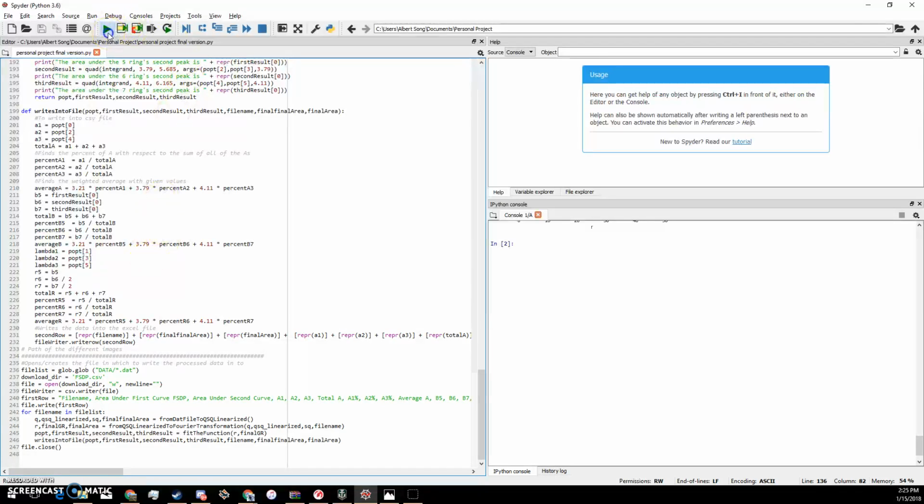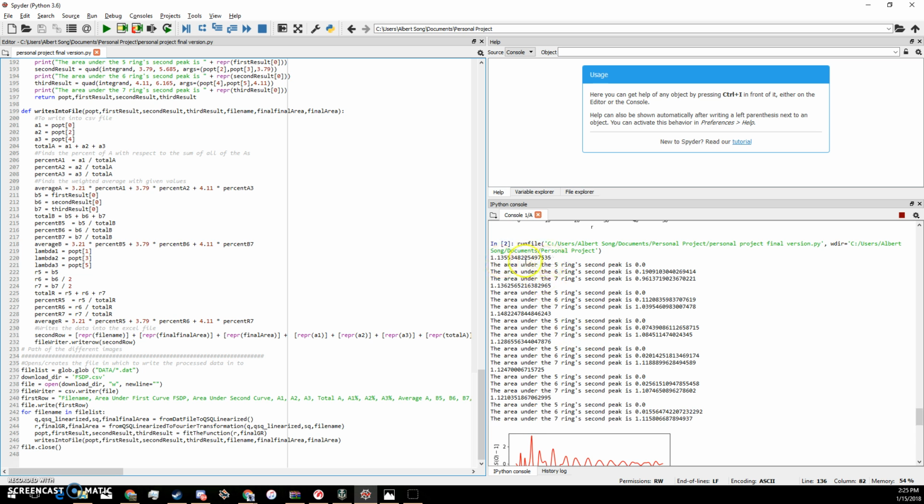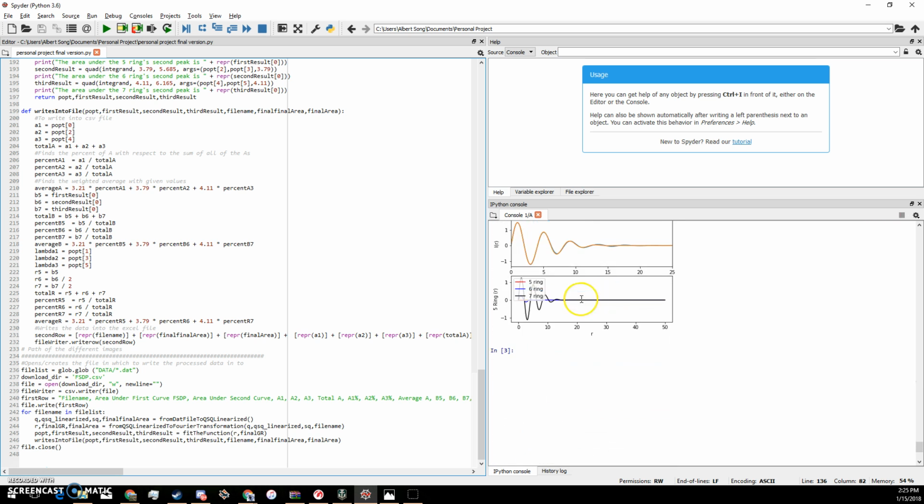And if we run the program, we get some results, as shown here. These numbers are for debugging purposes. And then we get some interesting graphs here.